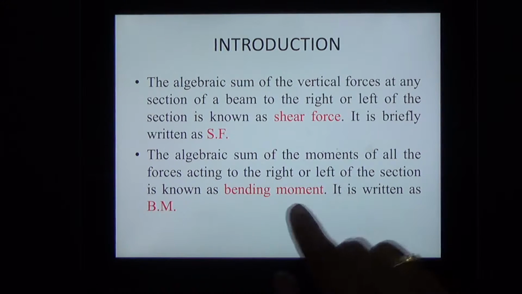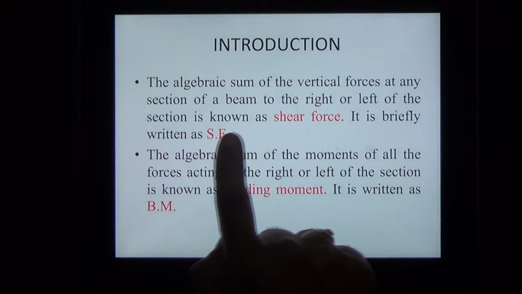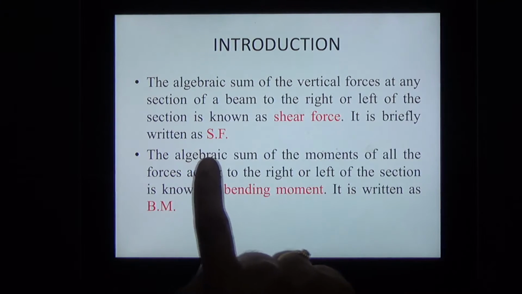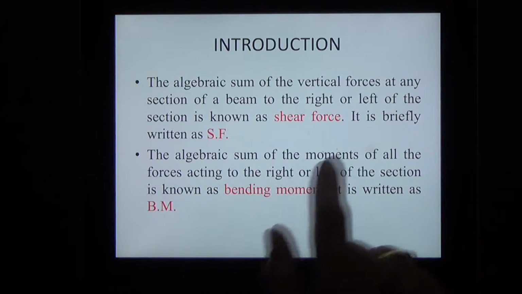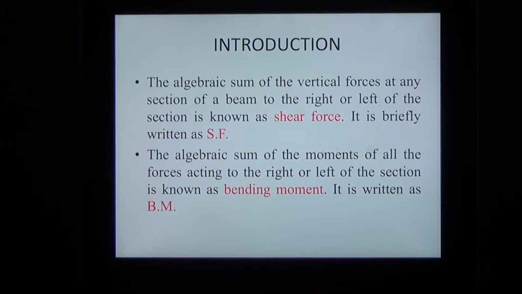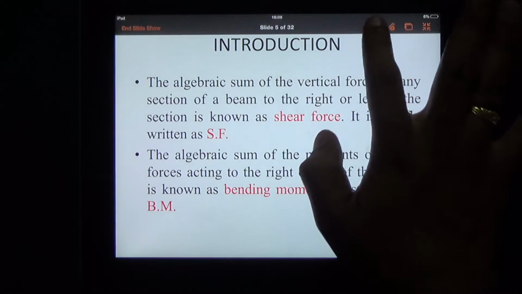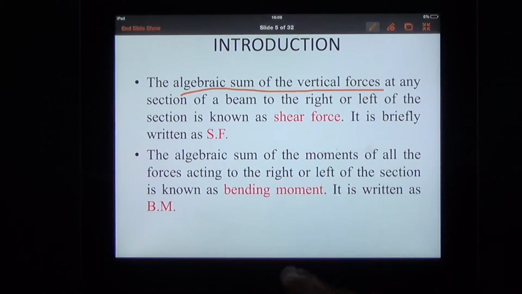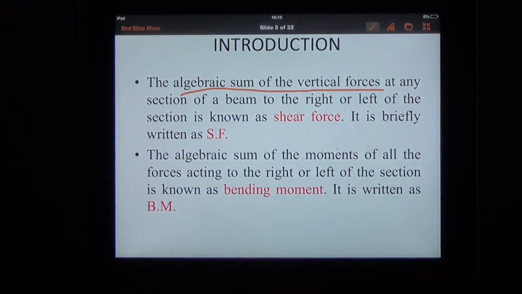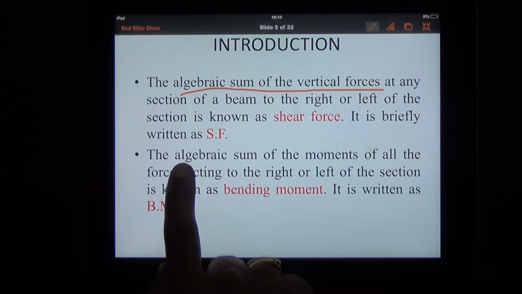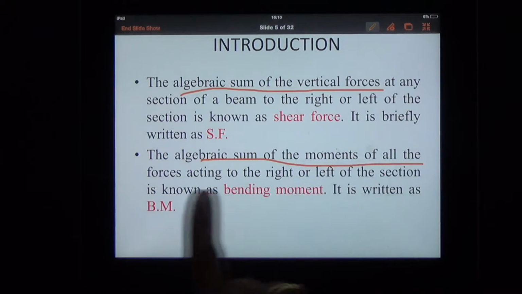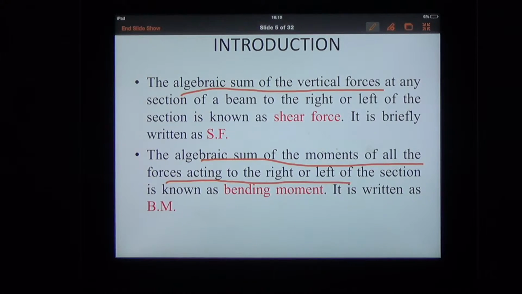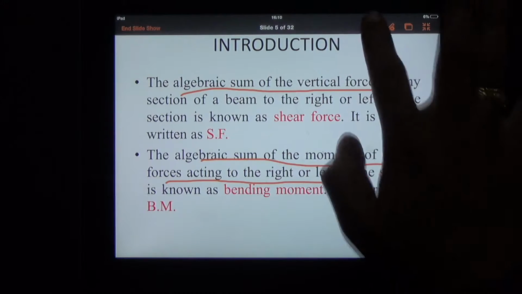The algebraic sum of vertical forces at any section of a beam to the right or left of the section is known as shear force. It is briefly written as SF. My advice is that the algebraic sum of vertical forces is important. If you know the algebraic sum of vertical forces, you can find the shear force. Next, the algebraic sum of moments of all the forces acting to the right or left of the section is known as bending moment.